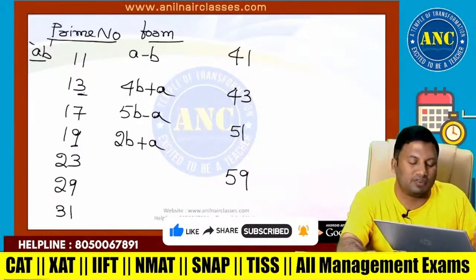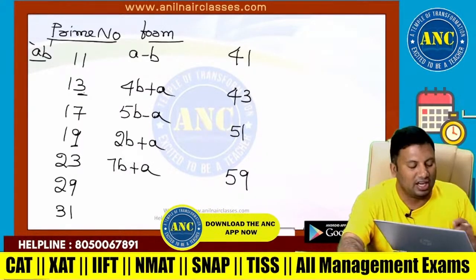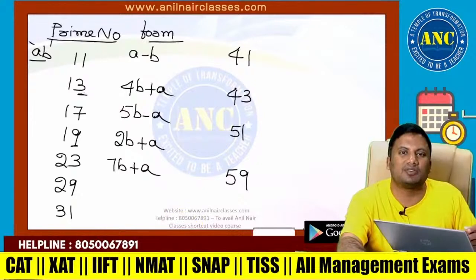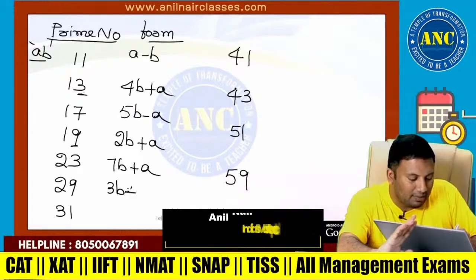23: 3 7s are 21 plus 2. 23. The divisibility rule is 7B plus A. 29: 3 9s are 27 plus 2. 29. It is 3B plus A.